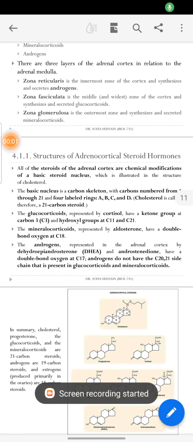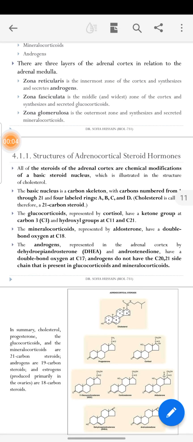The second part of the steroid lecture is regarding the structure of adrenocortical steroid hormones. All the steroid hormones of the adrenal cortex are chemical modifications of the basic steroid nucleus, which is illustrated in the structure of cholesterol. The basic nucleus is a carbon skeleton with 21 carbons, formed through 4 rings.